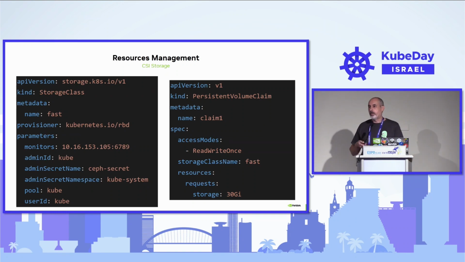Then we just need to implement the APIs that were defined by CSI. So what do you have in CSI? We have a storage class. In the storage class, you have the name, and you have the CSI driver that will eventually provision and expose these volumes to your pod.